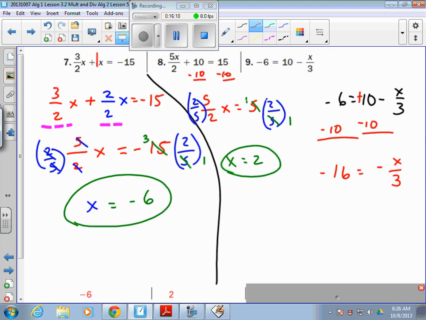Remember, it doesn't matter where you put the negative, at the top or the bottom. I'm going to save a step right here by putting the negative at the bottom of it. So undo divide by negative 3 by multiplying by negative 3. If you do it to the right side, multiply the left by the same. Negative times a negative is a positive, and 16 times 3 is 48.